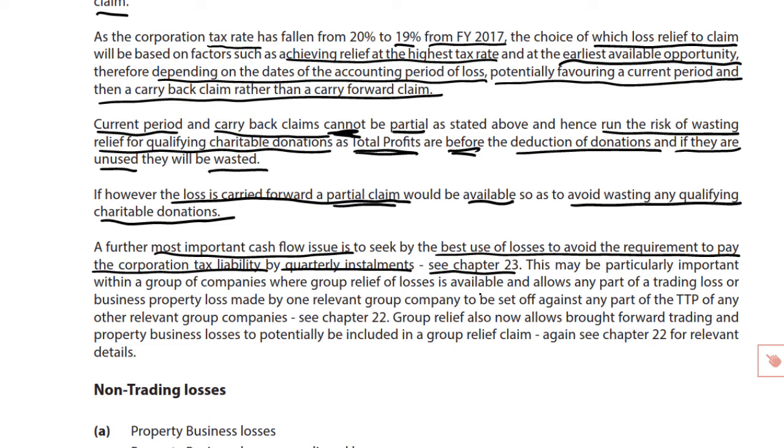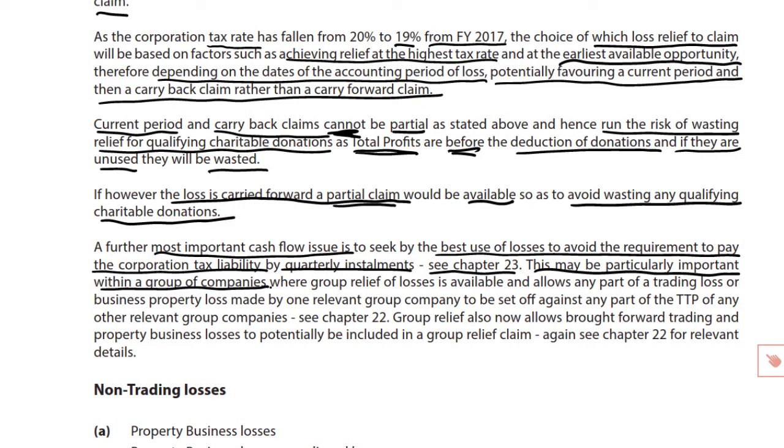Therefore, where you apply your losses, they will reduce profits. If you're able to reduce profits below the profit limit, you are no longer large, which means you have avoided the requirement to make quarterly instalment payments. This may be particularly important within a group of companies. At the moment, and throughout this chapter, we'll be looking at just a single company. And what can it do if it makes a loss?